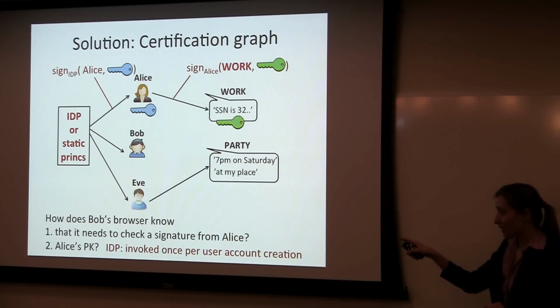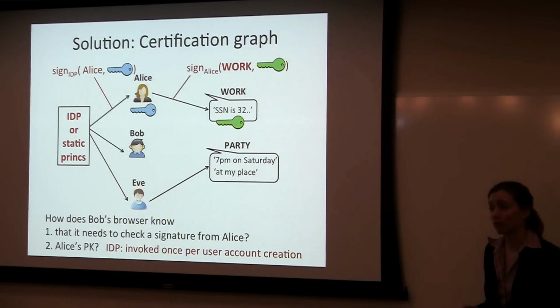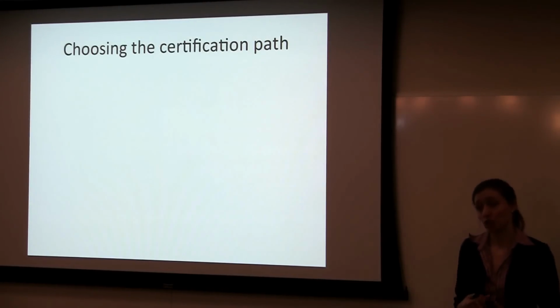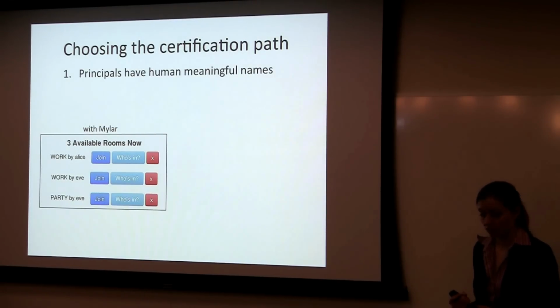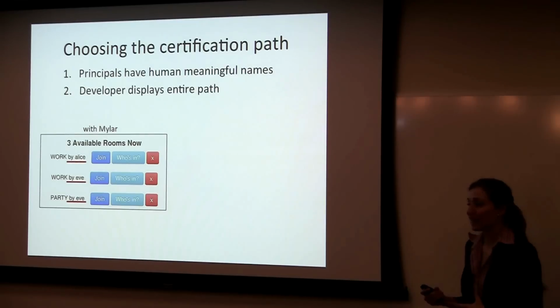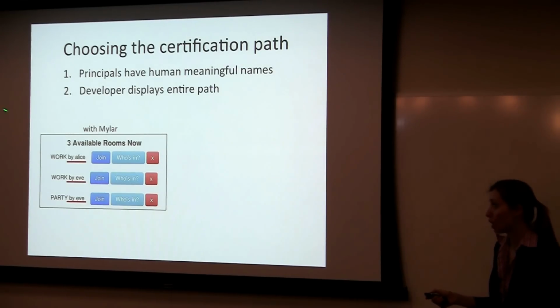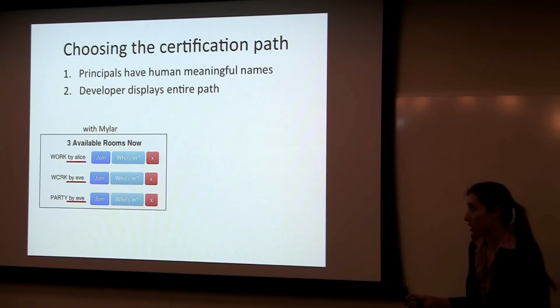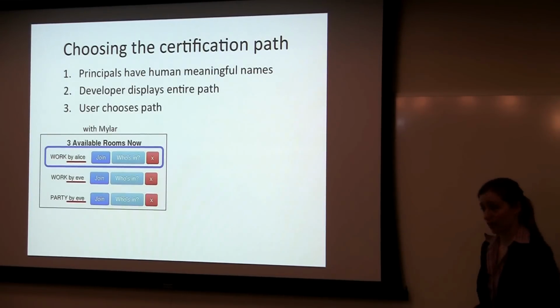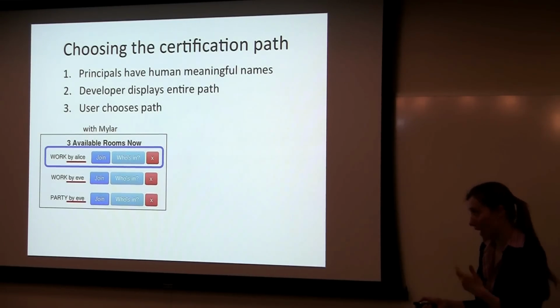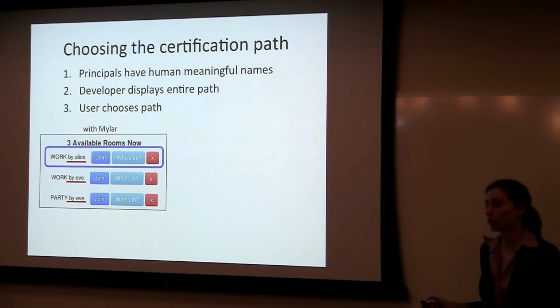Now, to check the first question, that the signature should be from Alice, we rely on the user. So basically, we give each principal a human meaningful name, such as Alice or work for the chat room. Then the developer must display the entire path of certification to the user. So for example, there's a chat room created by Alice. Then if the attacker also creates a chat room called work, it's going to be by Eve. And then we rely on the user to choose the right path. So if the user wants to send a message to Alice as part of the chat room work, he should select the right chat room and not one created by Eve.